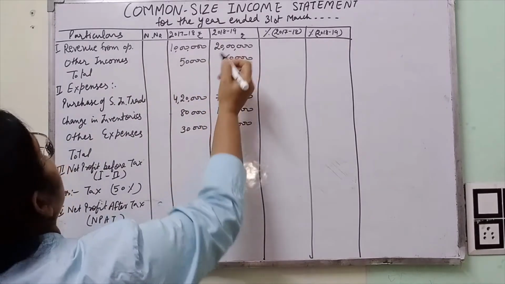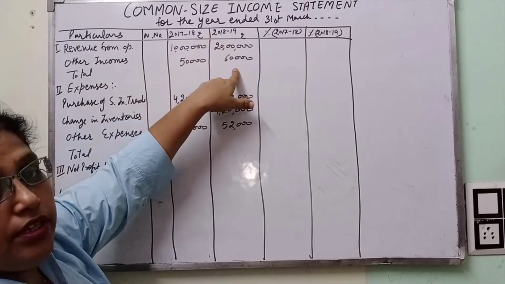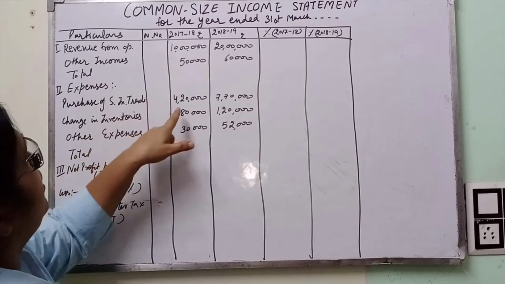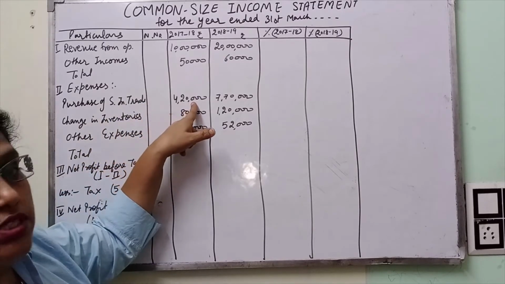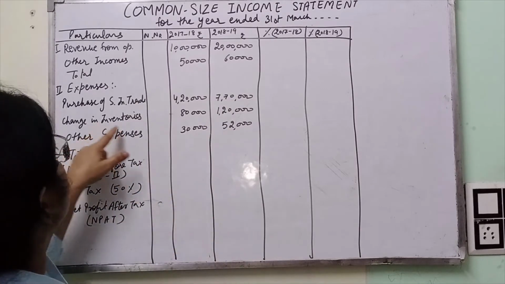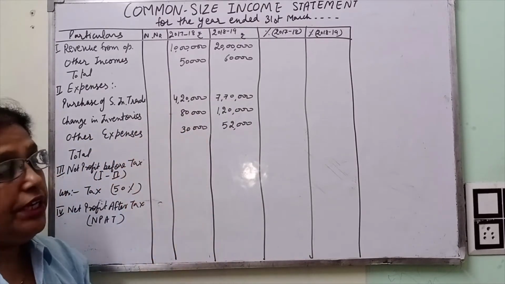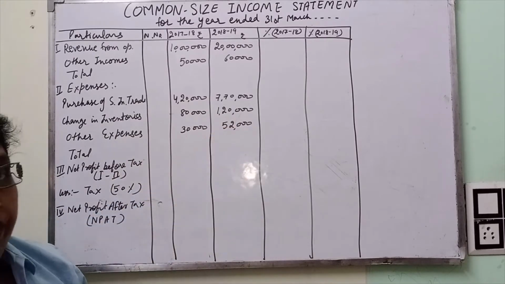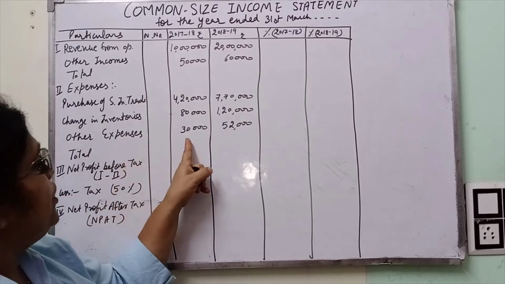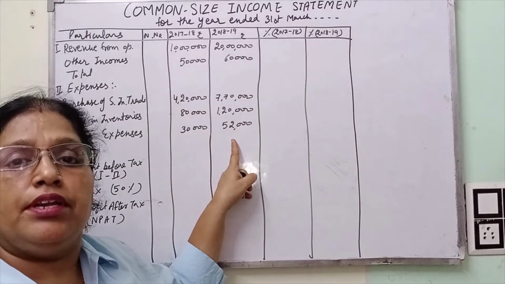In the same way, other incomes for the previous year is 50,000 and for the current year is 60,000. Purchase of stock in trade is 4,20,000 for the previous year and for the current year it is 7,70,000. Change in inventory, it is also expenses, and for the previous year it is 80,000 and for the current year 1,20,000. In the same way, other expenses are given. They are 30,000 for the previous year and 52,000 for the current year.